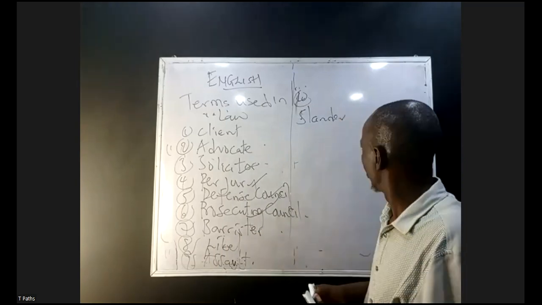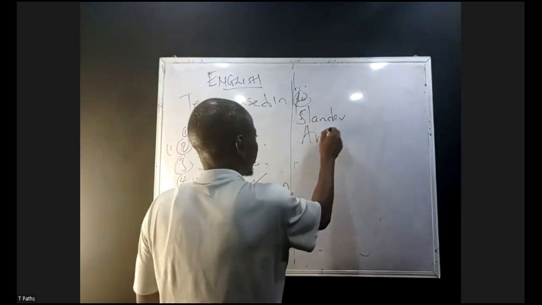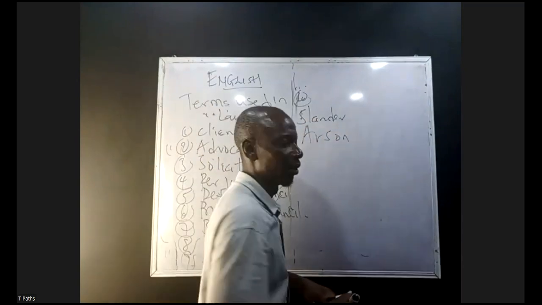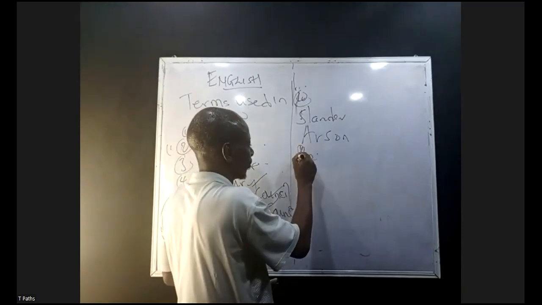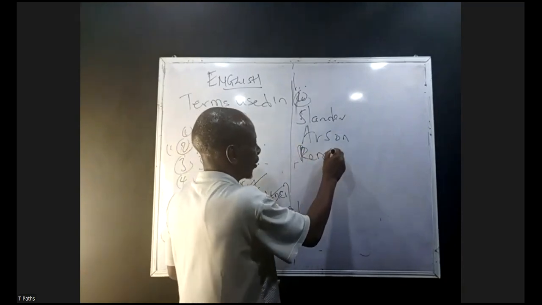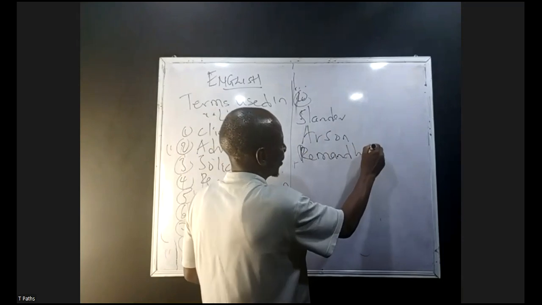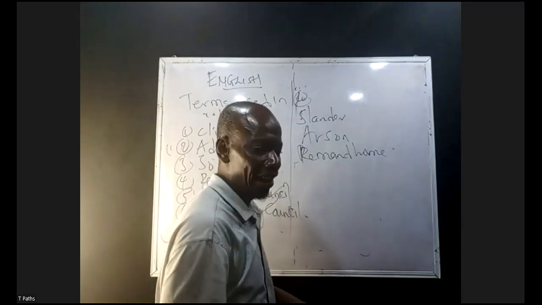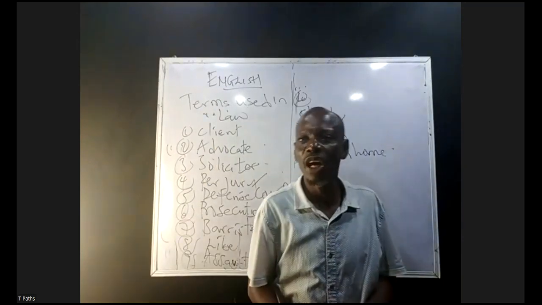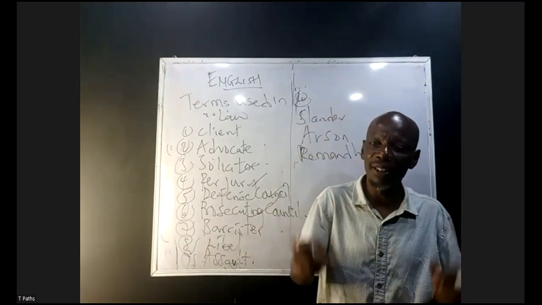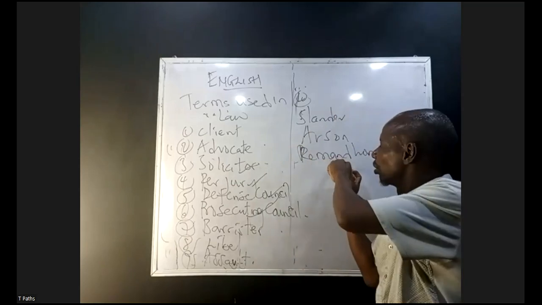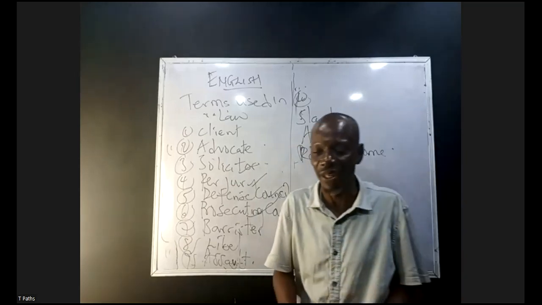We also have the crime of setting fire on property. We have what's called a remand home. Now, a remand home is a place for juvenile delinquents. A young person with the age of 8 to 14, if he commits any offense, will be taken to a remand home, a place for young offenders.